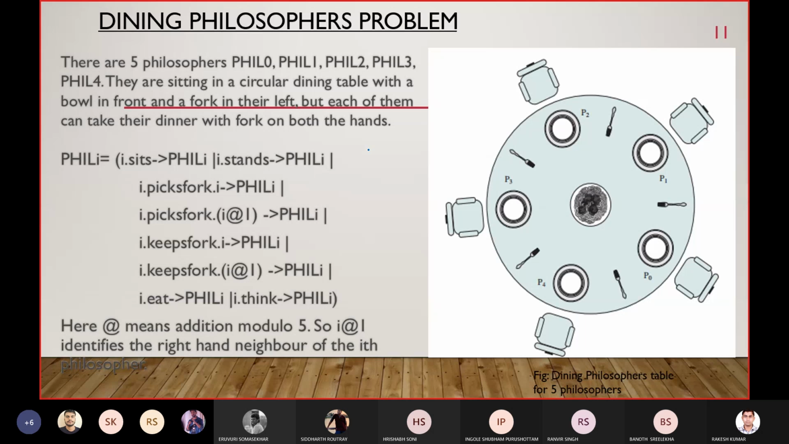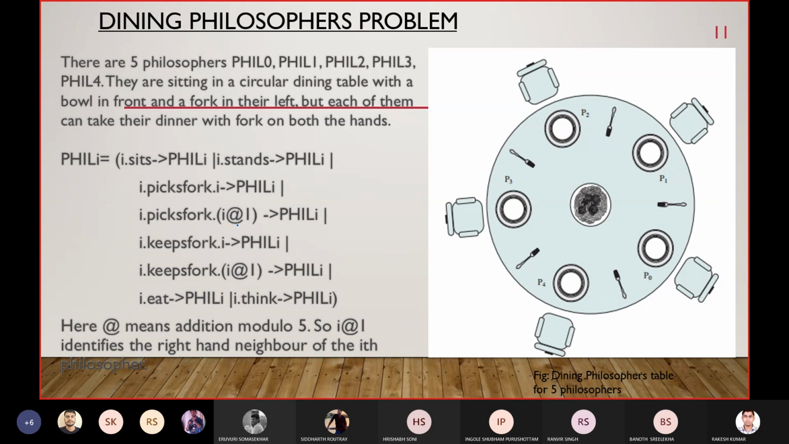Means the left side fork is their own fork, but they need both the forks in both of their hands to eat. Okay, so the actions are fill I dot sit, then back to fill I, then I stands, back to fill I. We can pick the fork. The dot I means it's the left fork.